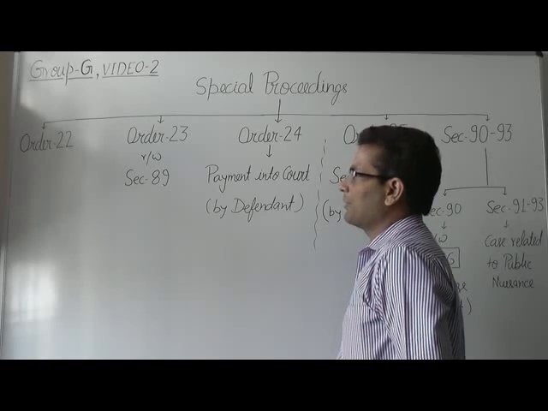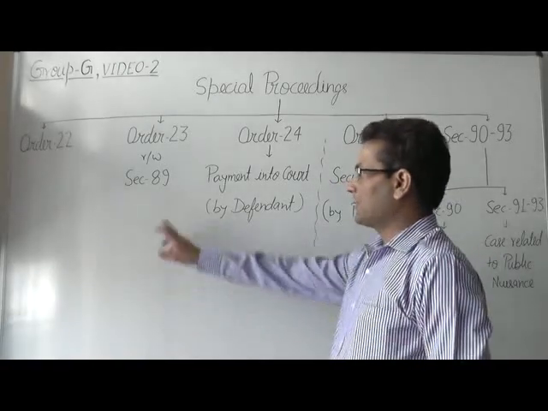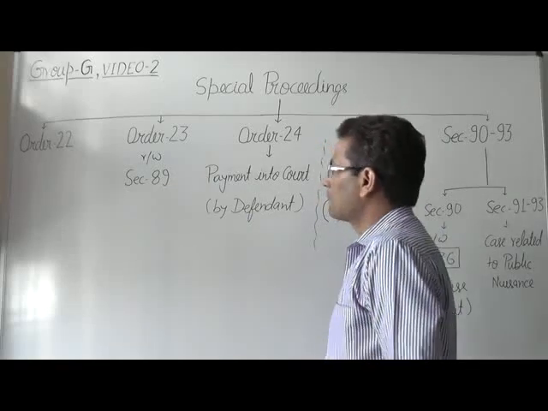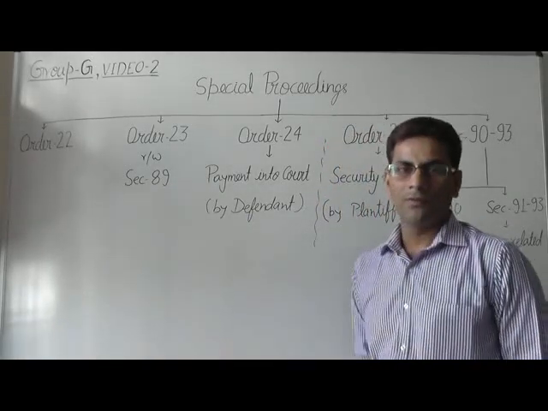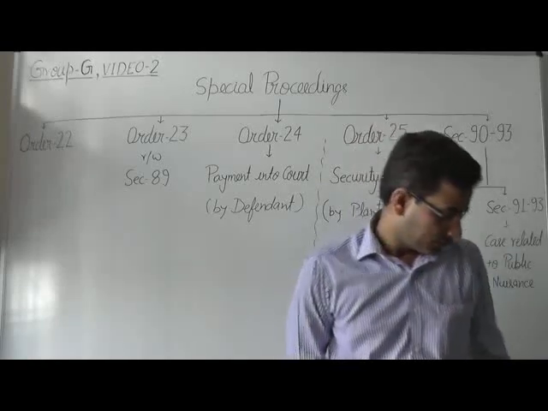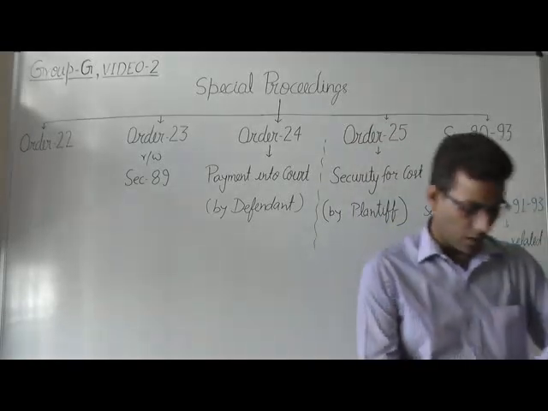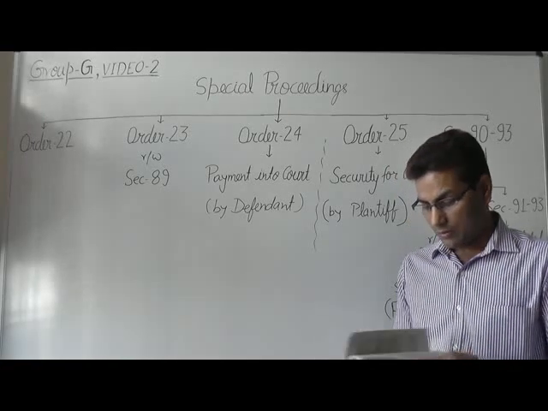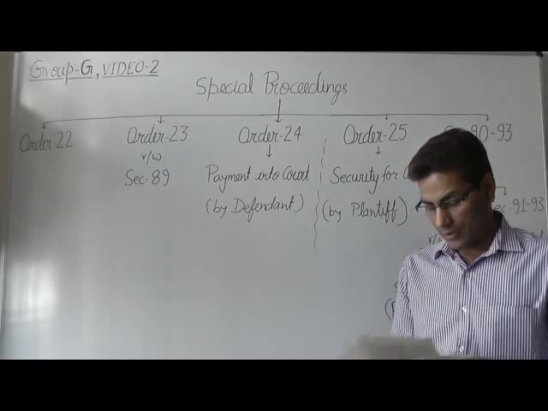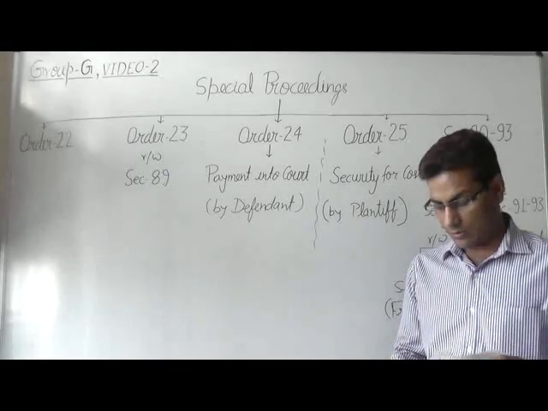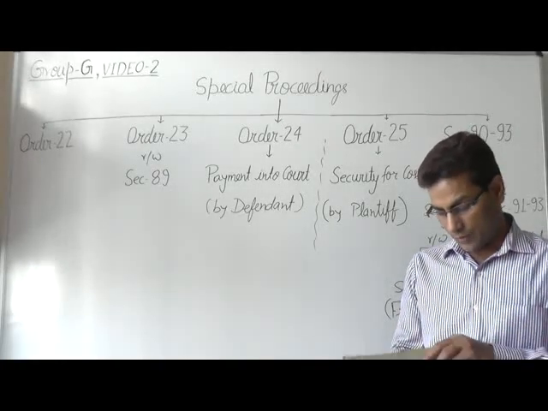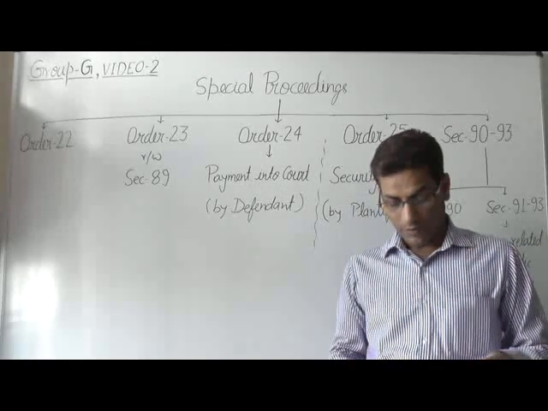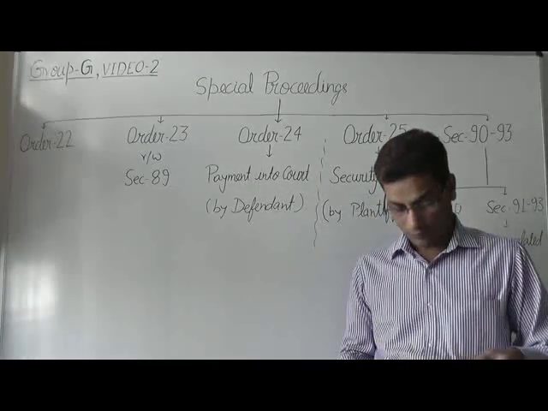The second group is Order 23, to be read with Section 89. There, withdrawal of suit by plaintiff or compromise, either withdrawal of suit or compromise. So for compromise you have to read Section 89 also. Okay.